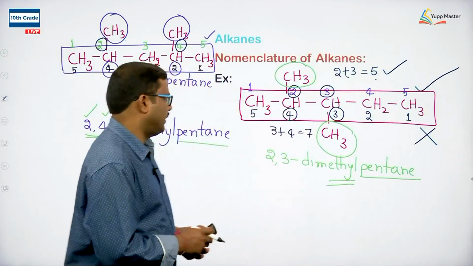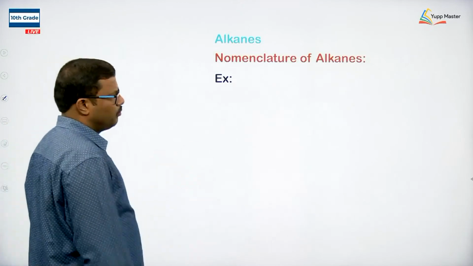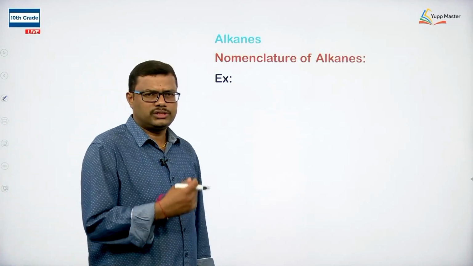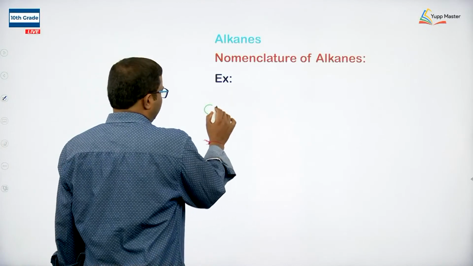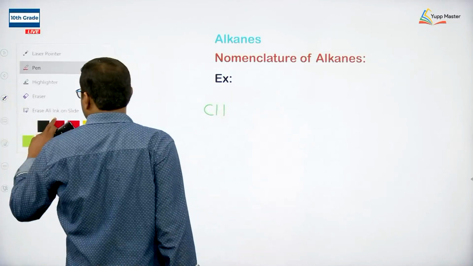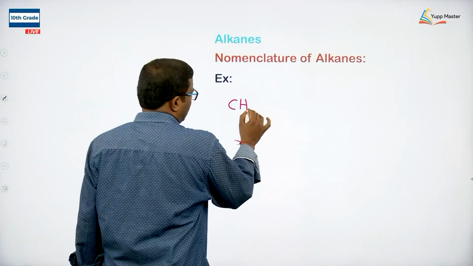Okay, right. Let us take some more examples with more substitutions, with similar substituents 3 times when they are present on the parent chain. For example, let me take the same 5 carbon chain so that we can easily identify how we are going to write them.